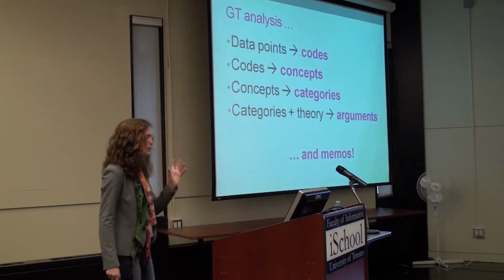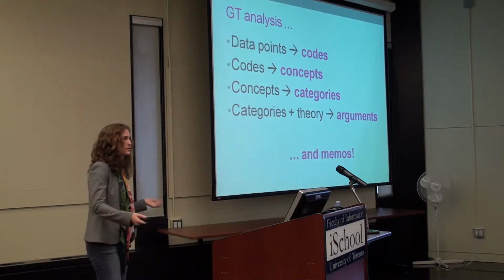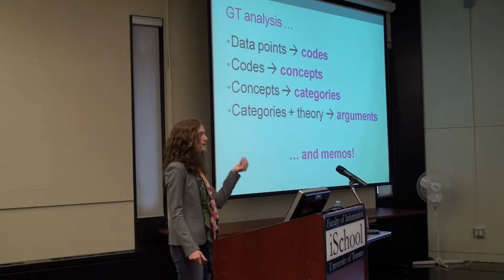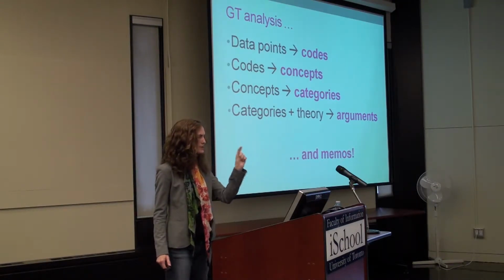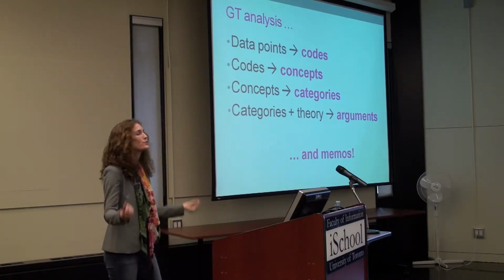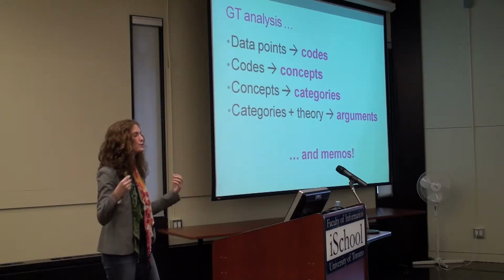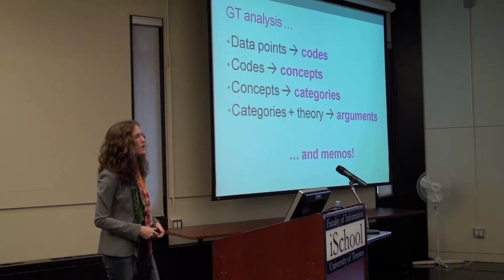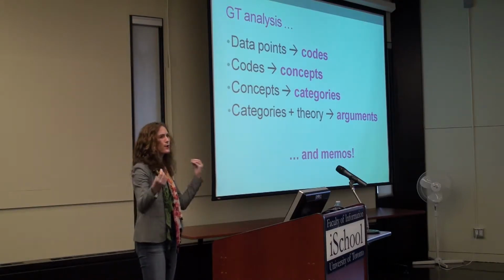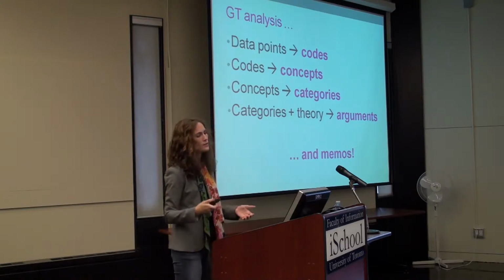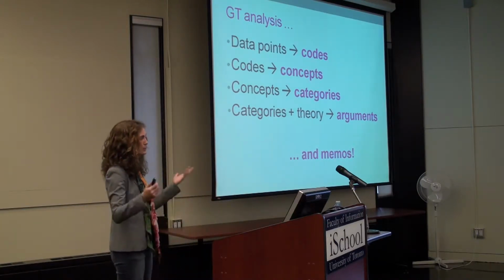If you're not familiar with grounded theory analysis, this is the Cliff Notes version. You have lots of data points. You assign them codes for what is going on here. What does this data represent? Those codes go through a round of reductive coding. They're reduced to concepts, and concepts are reduced even further into categories. Then you cross-reference various categories, and cross-reference with theory, to develop new arguments throughout the process.